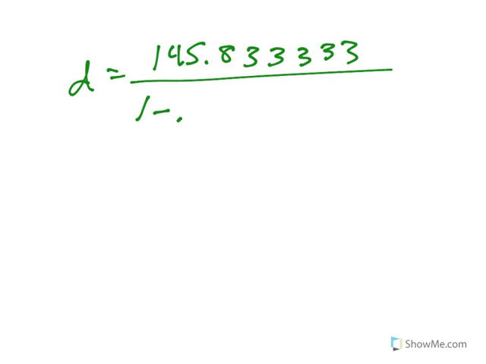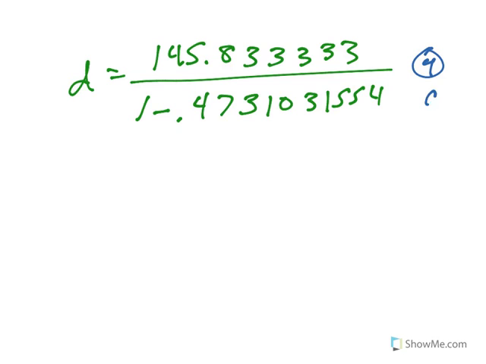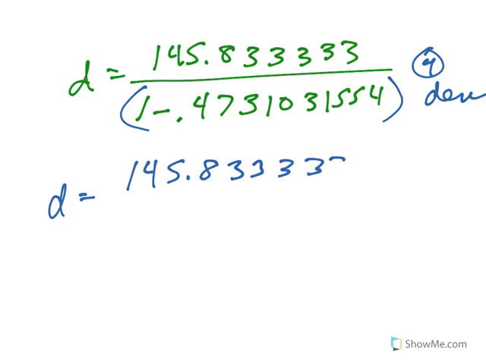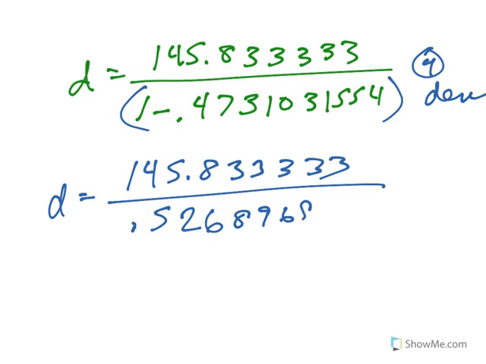So I now have D equals 145.833, lots of threes. And in the denominator, I have 1 minus 0.47310315554. Okay, so we're on to step 4, which is still the denominator. So now I need to do this subtraction. So 1 minus that big honking answer. So now I have, in the numerator, 145.833333333 divided by 0.52689684446.